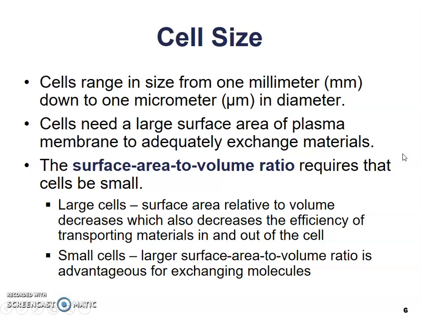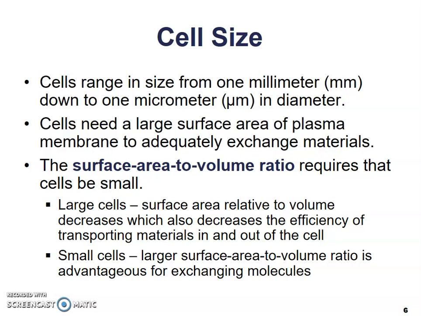Cell size. Cells range in size from 1 millimeter down to 1 micrometer in diameter. They're very, very, very small guys. Cells need a large surface area of plasma membrane to adequately exchange materials. They need a lot of space for things to get in and out. The surface area to volume ratio requires that cells be small.